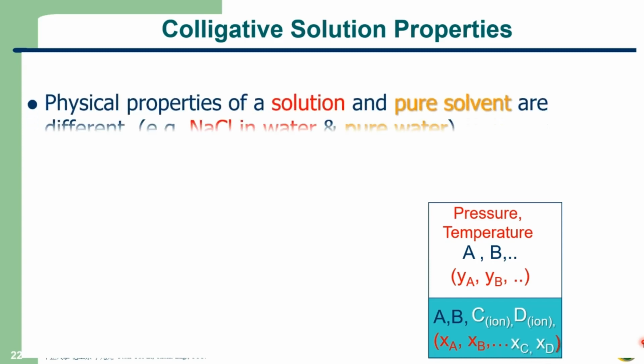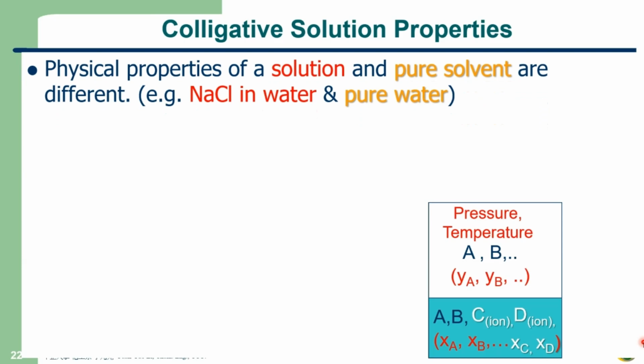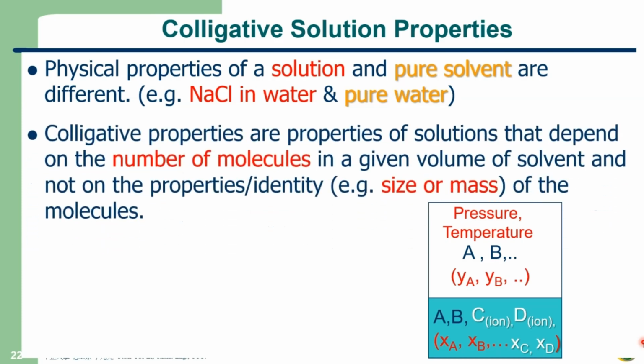Okay, so what is a colligative solution property? The physical property of a solution and the pure solvent are different because you put something into this solution. For example, you put water, and you put salt or sugar into this solution. Colligative properties are properties of the solution that depend on the number of molecules in a given volume of the solvent, and not on the identity, like size or mass. It's just the number of molecules. I'm going to tell you this later.